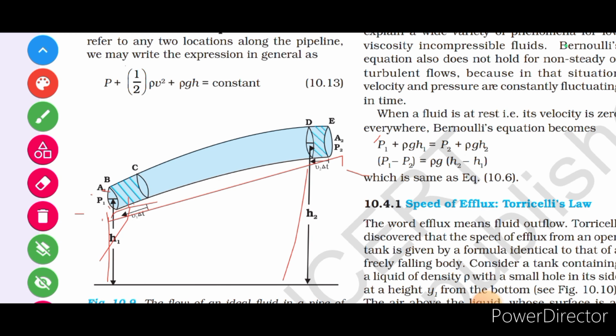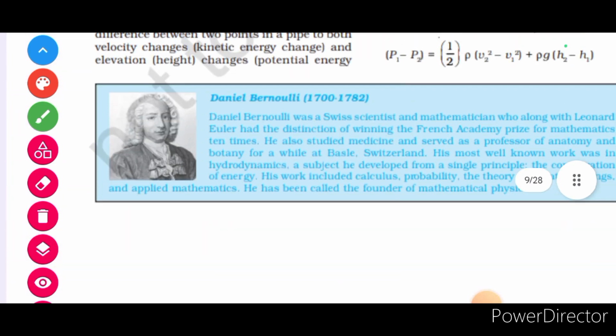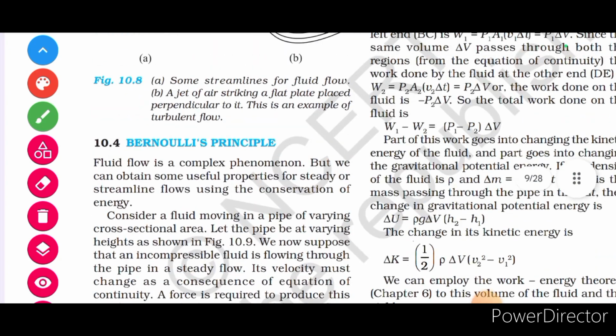So the pressure energy may change, yes, it will change. There will be a change in kinetic energy and a change in potential energy, but the sum of these three will be a constant, which follows the law of conservation of energy: total energy will be conserved. Let's understand this in more detail through NCERT.